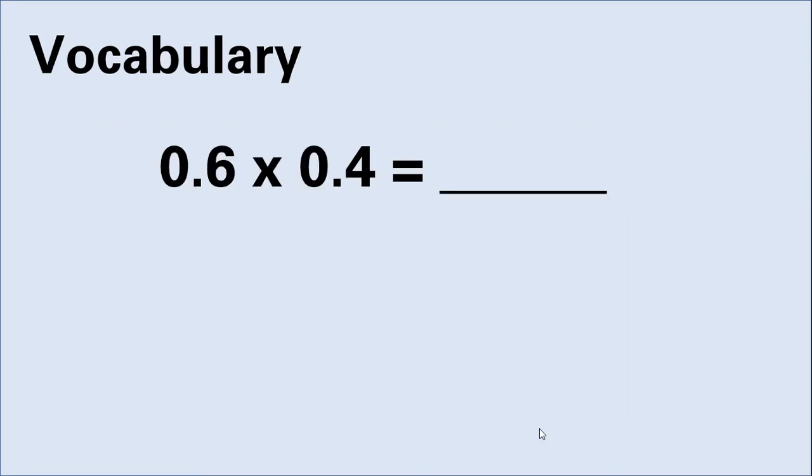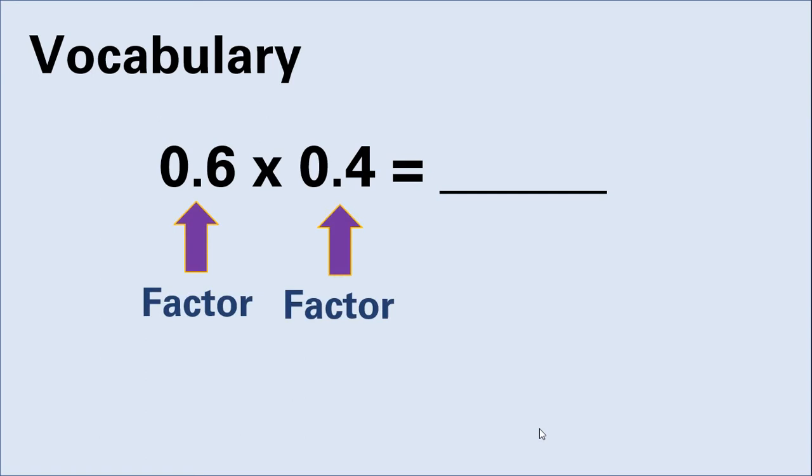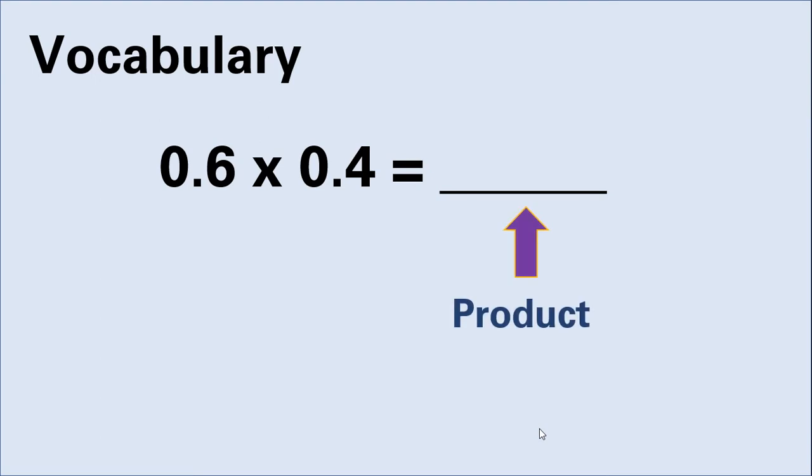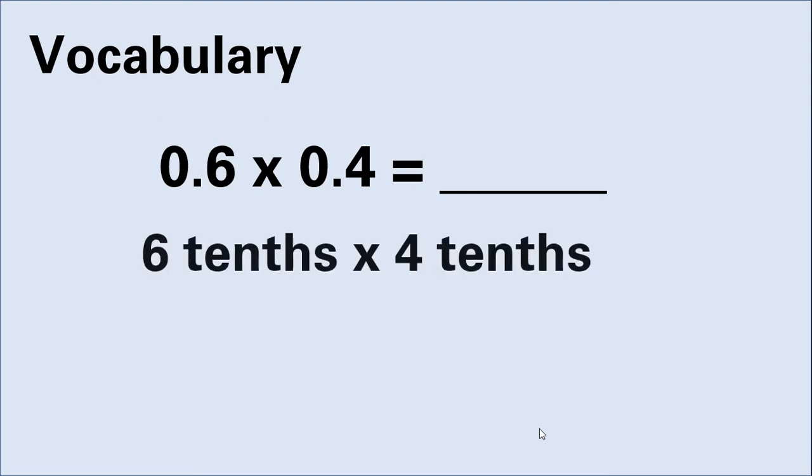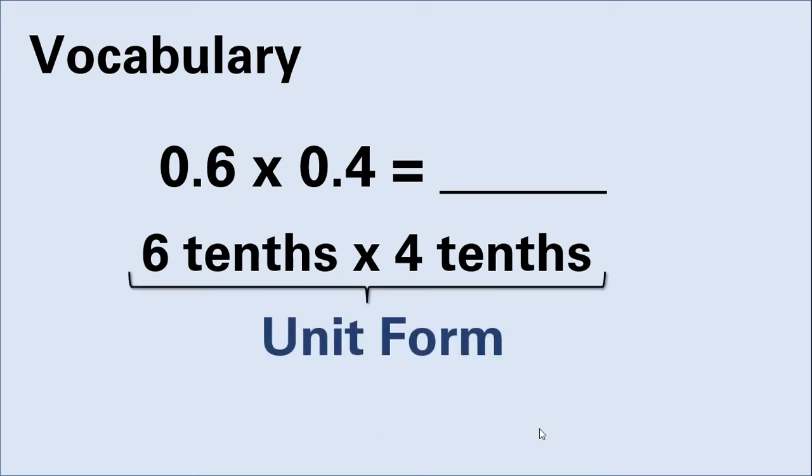Here we have 6 tenths times 4 tenths. Both numbers that you multiply together in a multiplication sentence are known as factors. The answer to a multiplication sentence is known as the product. We can rewrite both of these factors so that it says 6 tenths times 4 tenths. When we write out the place value, this is known as unit form. We'll be using unit form today to help us multiply.